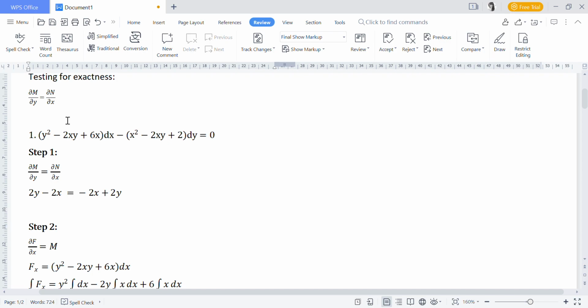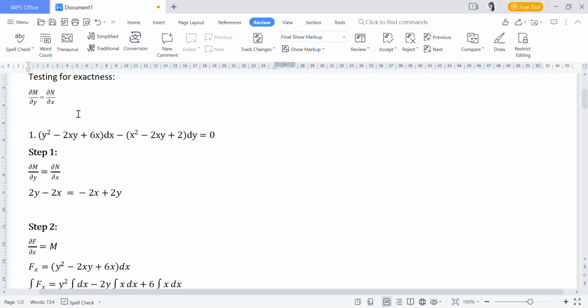So the derivative of y squared is 2y, and the derivative of negative 2xy will simply be negative 2x, since the derivative of y is 1, so negative 2x times 1 is negative 2x. But the derivative of 6x is considered as 0 since there is no y variable. So it is considered as constant, or it is considered as 0.